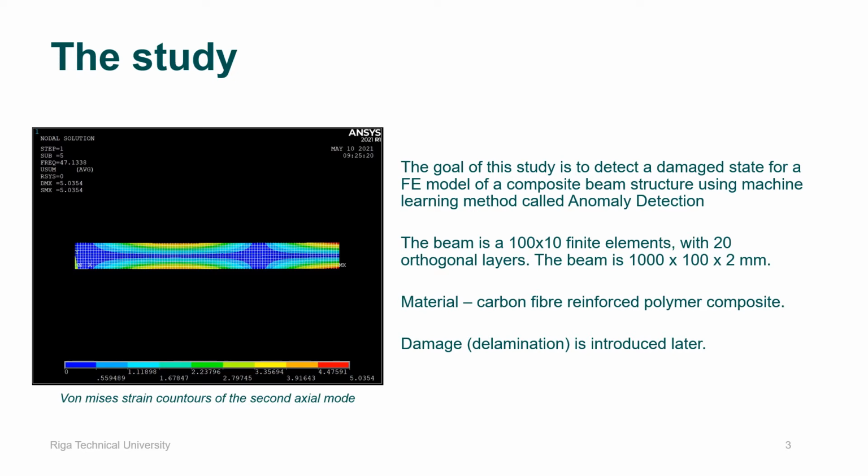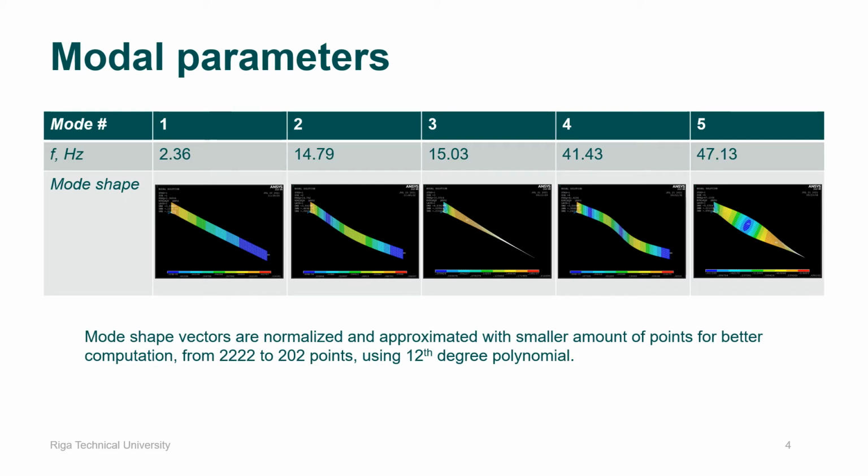The beam is 1 meter long, 10 centimeters wide and 2 millimeters thick, and is made of carbon fiber reinforced polymer. Later we introduce damage, which will be delamination. First, modal analysis of the finite element model is made. 5 modes are calculated, which have the following frequencies and shapes.